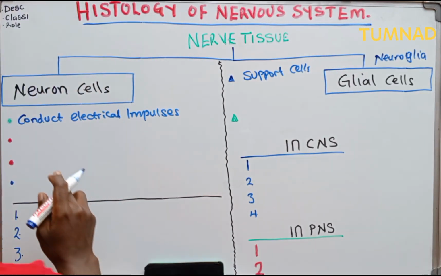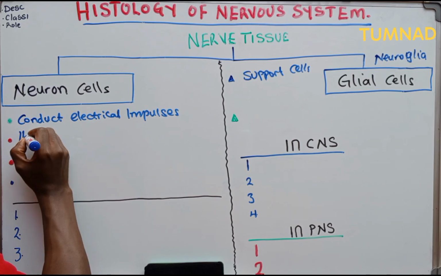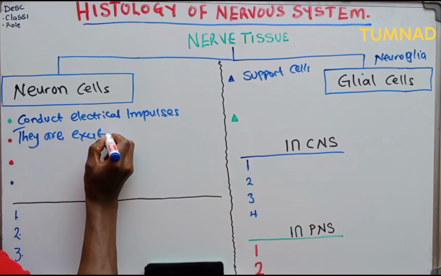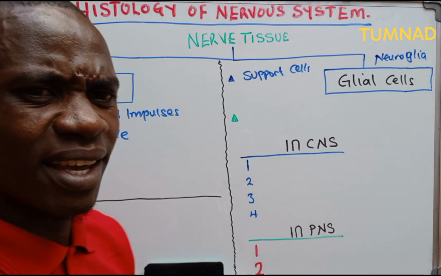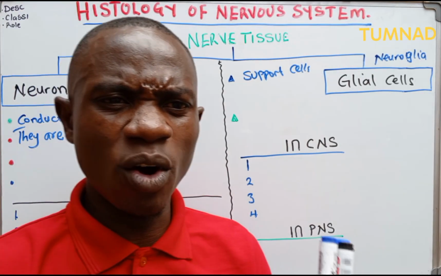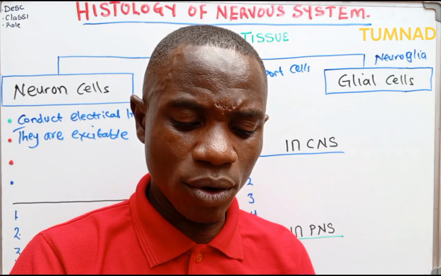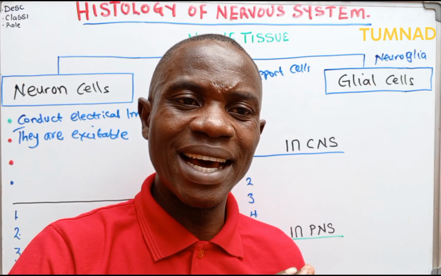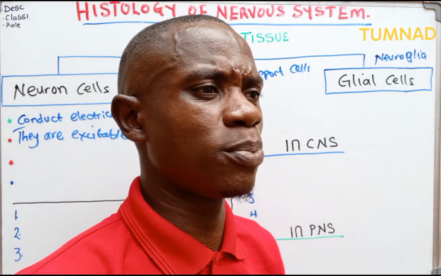These neurons are excitable. And when we talk of being excitable, we have two types of cells in the whole body that can be excitable: the neurons and also the muscle cells. It means that these cells can allow the flow of electrical impulses, what we call action potentials.